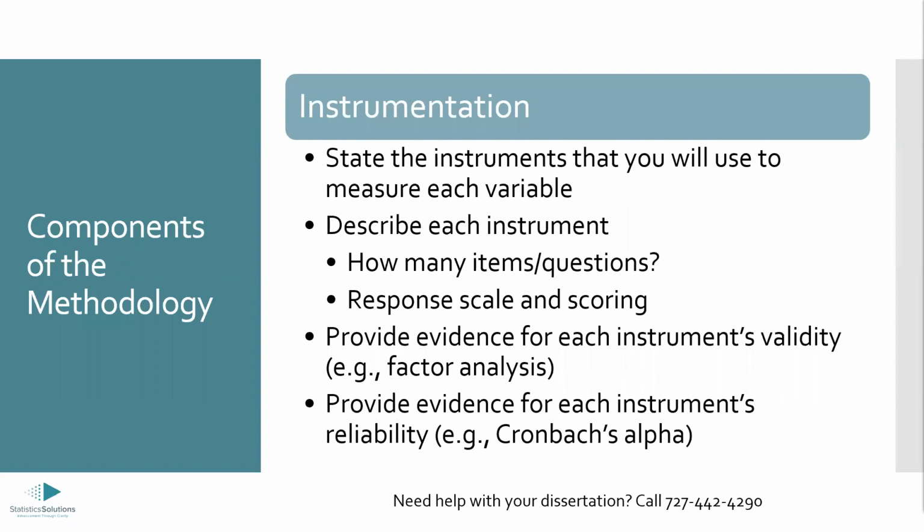So next, let's talk about the instrumentation. The instrumentation refers to the different measures that you'll be using to measure the variables of interest in your study. And so you may have a number of variables that you lay out in your problem, purpose, research questions and hypotheses, and you want to make sure that you have a quantitative instrument to measure each one of those variables. And usually in dissertation research, this involves some kind of a survey instrument, but it could involve other types of instruments as well. But for the purposes of our discussion here, we'll be focusing more on survey instruments.